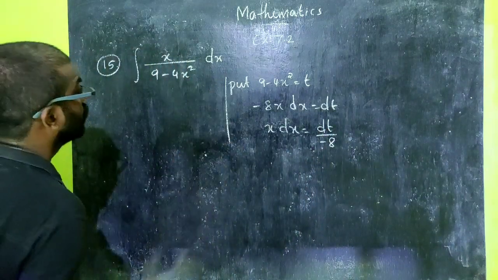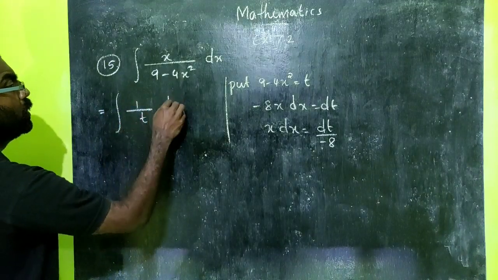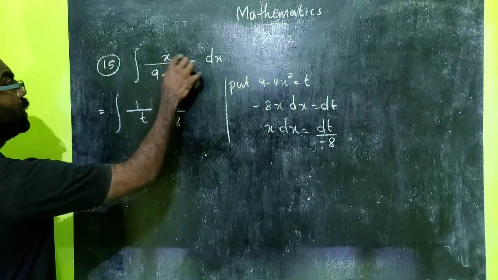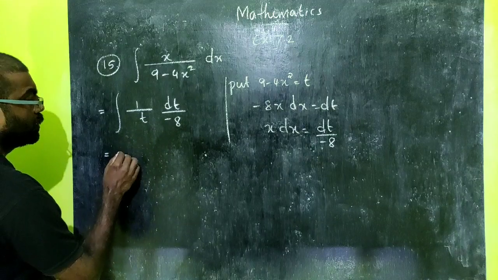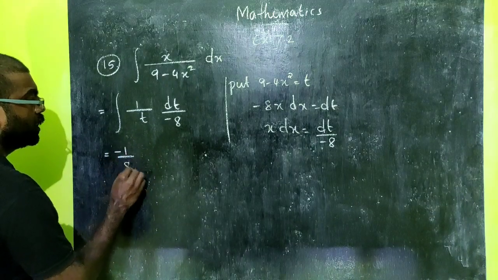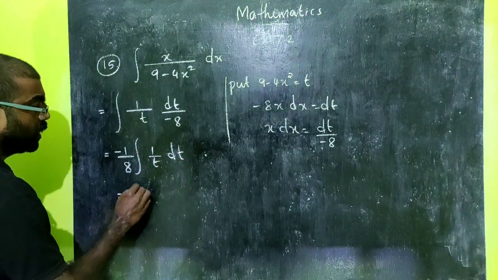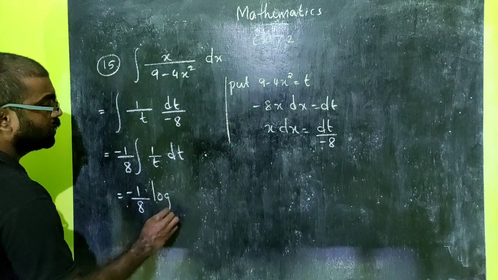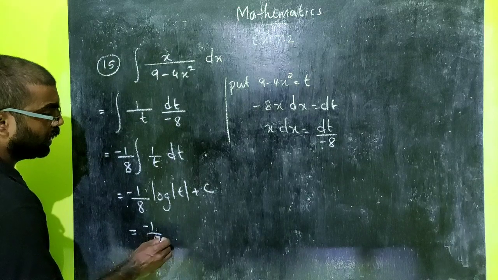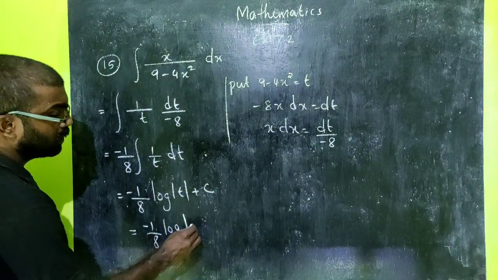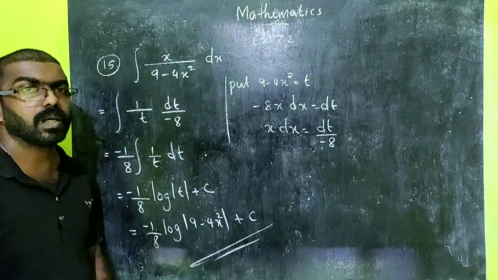Okay. So here we can write integral 1 by t into dt by minus 8. X dx can be written as dt by minus 8. Now we can take this minus 1 by 8 outside. So minus 1 by 8 into integral 1 by t dt. That is minus 1 by 8 into log mod t plus c. We can replace the value of t. Minus 1 by 8 log mod 9 minus 4x square plus c. Clear?